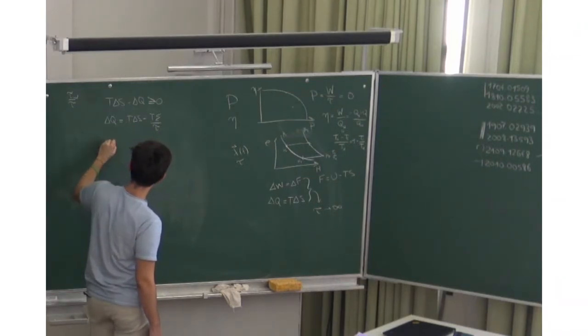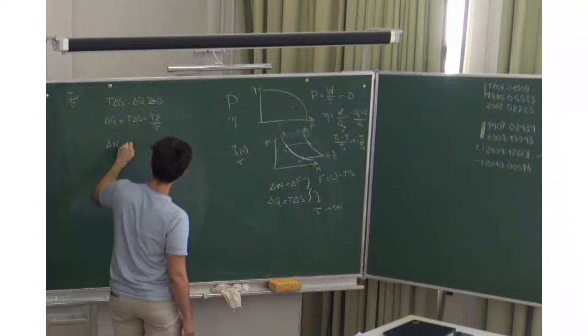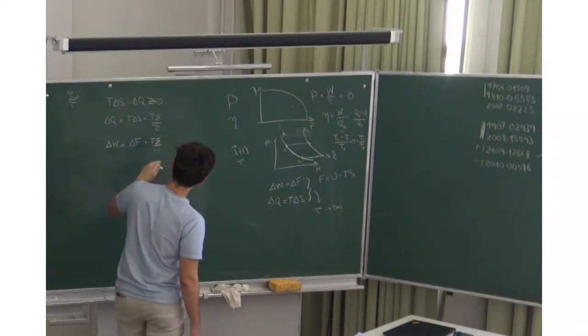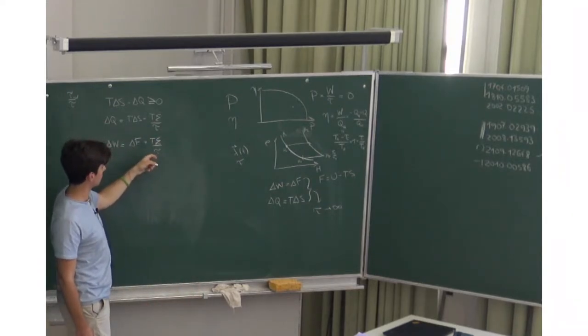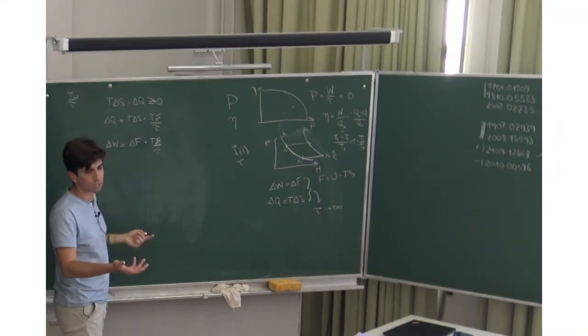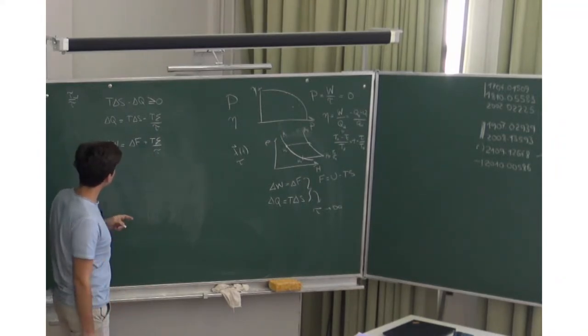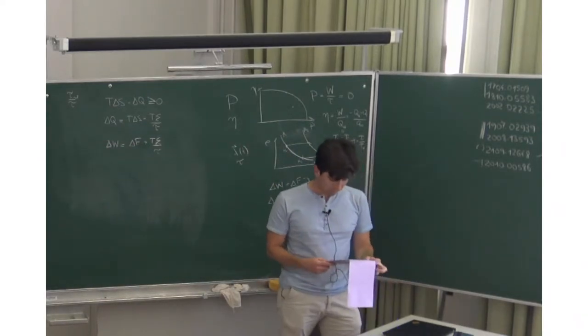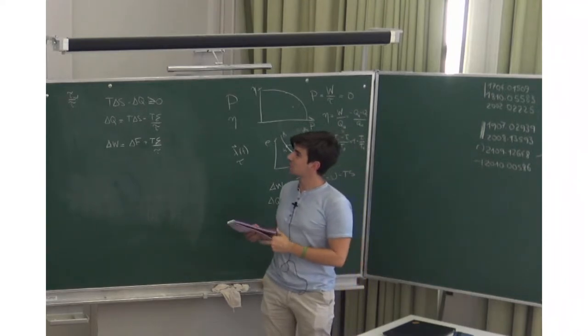Or another way to say it is that if you want to invest some energy in your system in order to make it change its free energy, you will need to spend more, essentially. Okay, so we have these first order corrections.